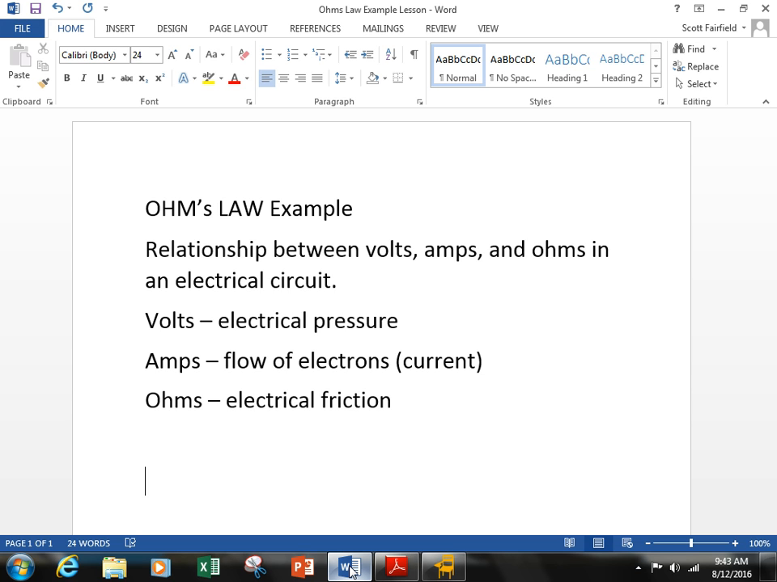volts will be represented by E. We'll put a big capital E here for electromotive force. Okay. Equals volts.